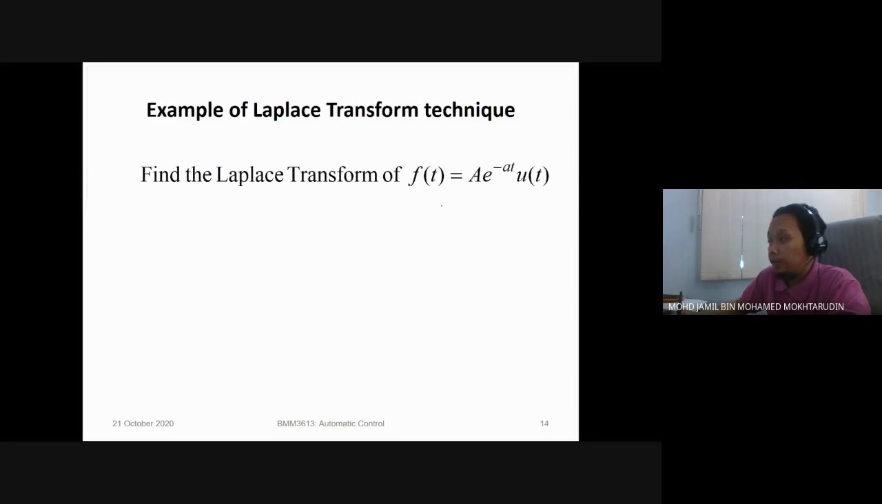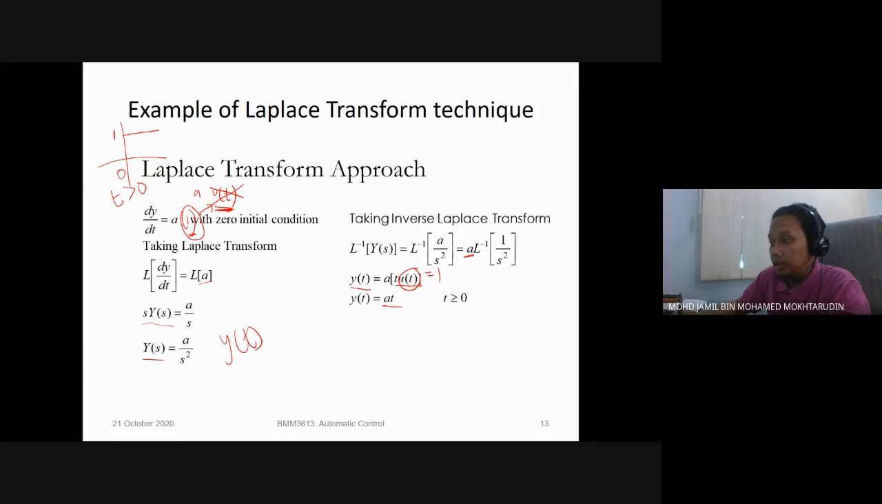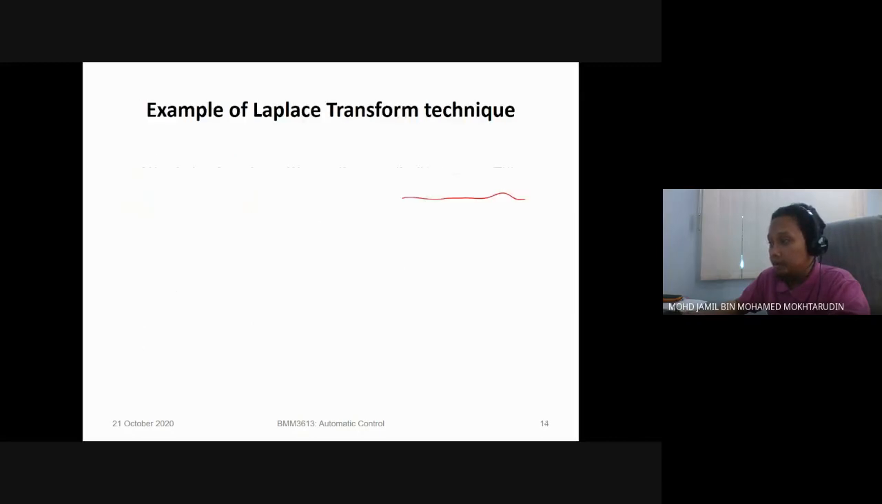But here it seems that you take more steps to calculate y equals At. But what happens if you have a more complex function? Then you will spend more time if you calculate using the integral approach, okay? But if you have a very simple function, then using the integral approach is a lot faster.